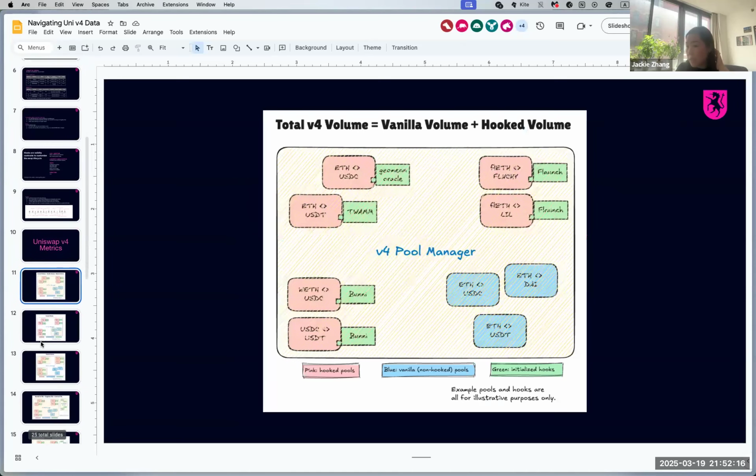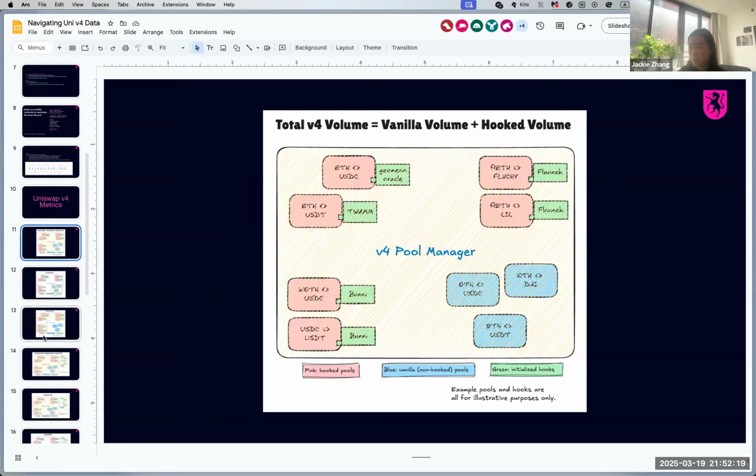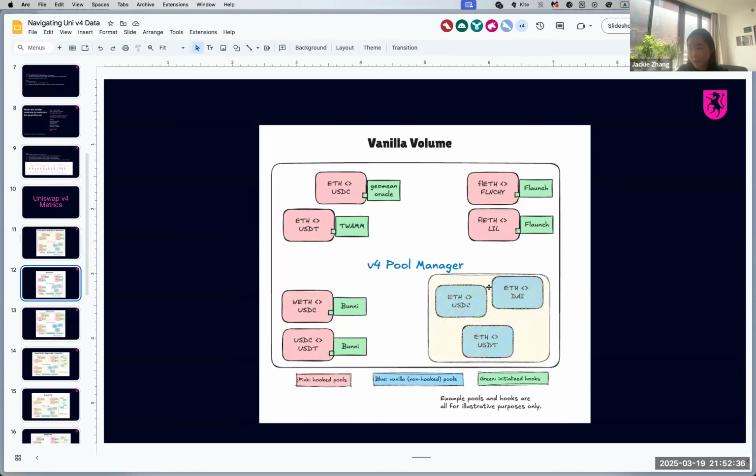Okay, cool. I already started mentioning the volume side of things. This is a picture illustrating total V4 volume. So what is the total V4 volume? The total V4 volume is a combination of the vanilla volume and the hooked volume. So what is the vanilla volume? The vanilla volume is the volume conducted by the vanilla pools within the V4 singleton contract. Using the same picture we had before, these blue pools are the non-hooked vanilla pools.